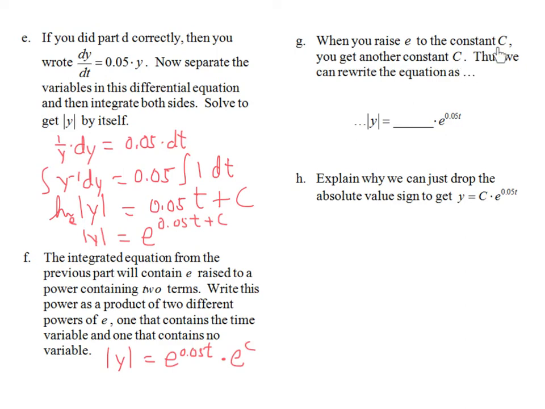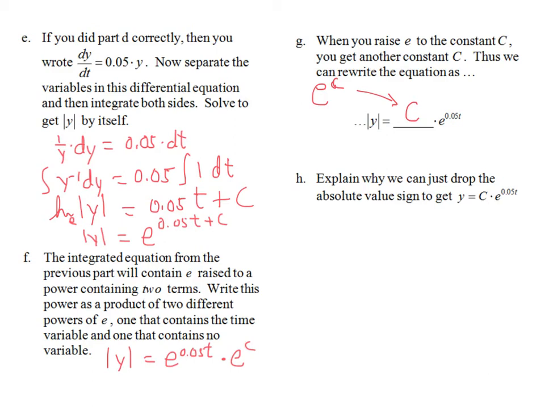Okay? Now, it says when you raise e to the constant c, you get another constant. I mean, we could call this c sub 1 and c sub 2, but in the end we'll just call it c. So thus we can rewrite the equation as the absolute value of y equals, we've already got our e to the 0.05t, so we're just going to write in c in front, right? That's what used to be e to the c. But e raised to a constant is just some constant, so that's how we do that.